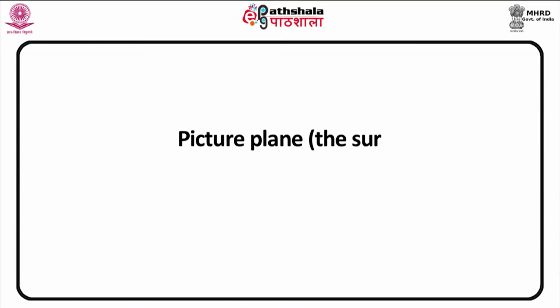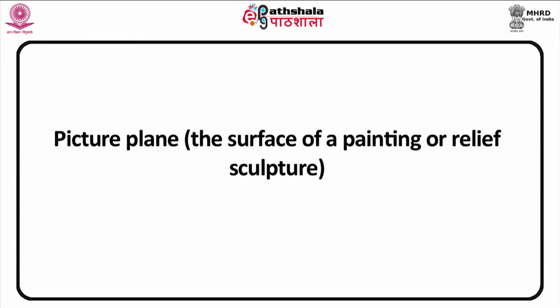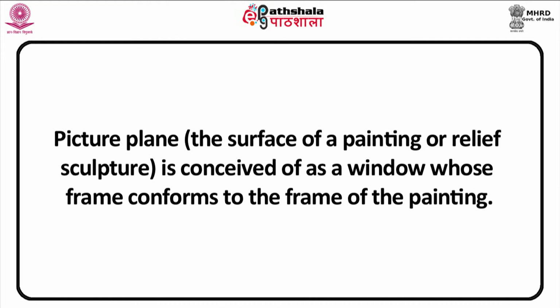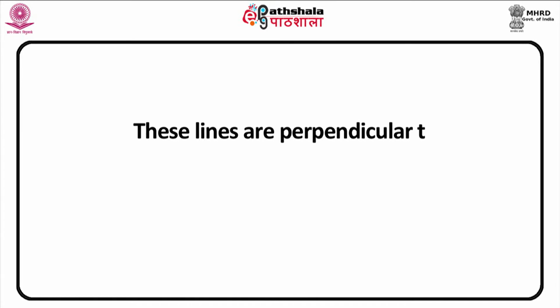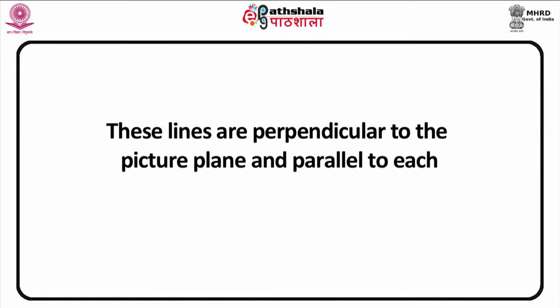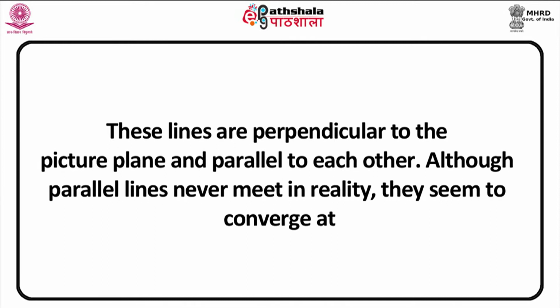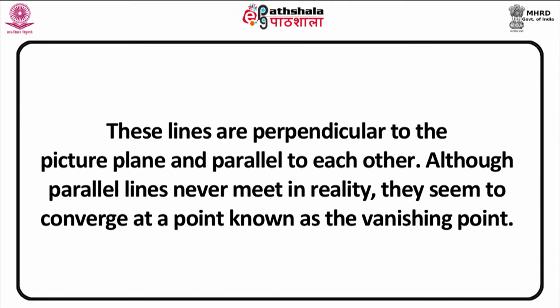The picture plane, the surface of a painting or a relief sculpture, is conceived of as a window whose frame conforms to the frame of the painting. The edges of rectilinear objects in the picture are extended along imaginary lines of sight. These lines are perpendicular to the picture plane and parallel to each other. Although parallel lines never meet in reality, they seem to converge at a point known as the vanishing point.